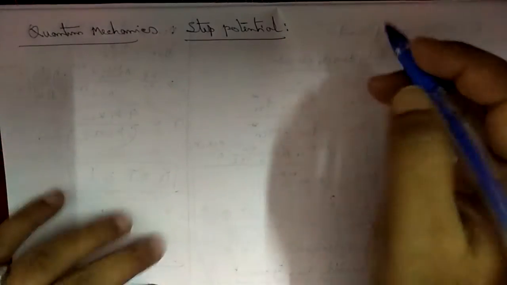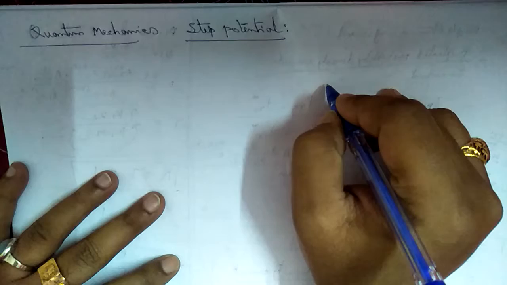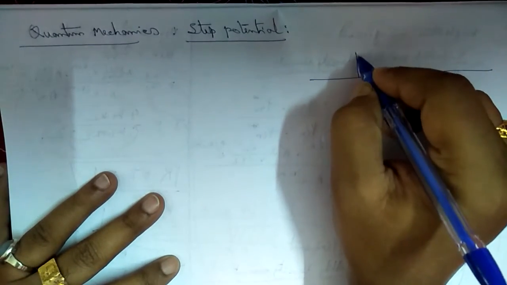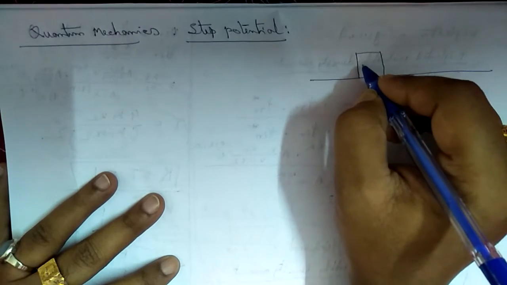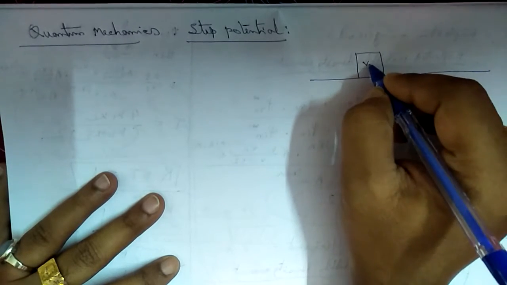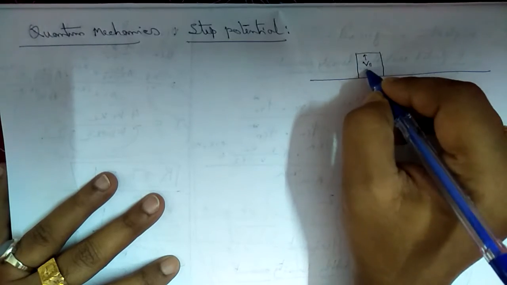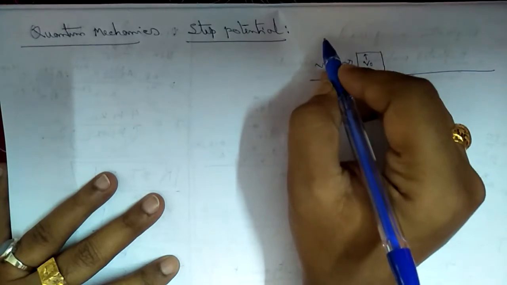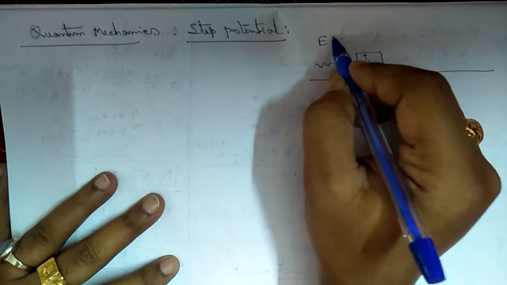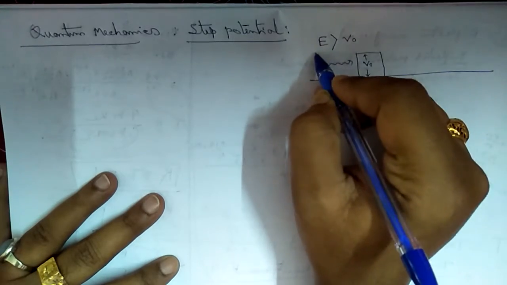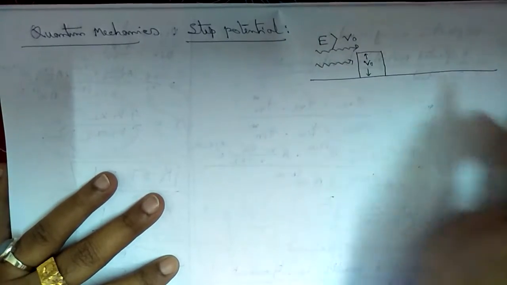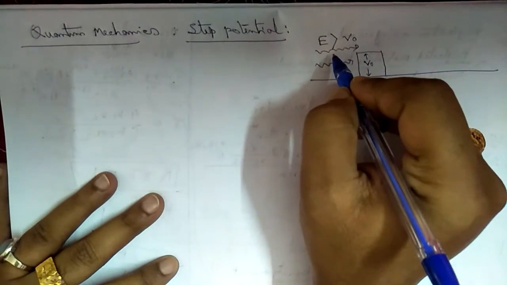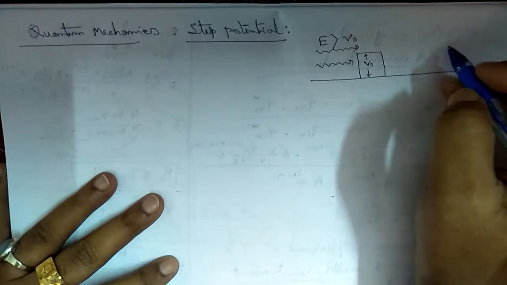Last day, if you remember, we had a discussion regarding the step potential. We were considering a step where the height of the potential barrier is V0 and the particle is approaching it with some kinetic energy E, where E is greater than V0. So it is traveling above the potential barrier, and there was no problem with the wave function or the particle passing through the barrier.